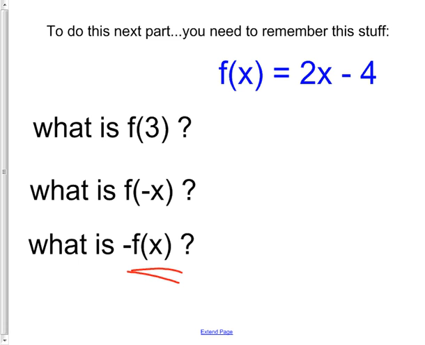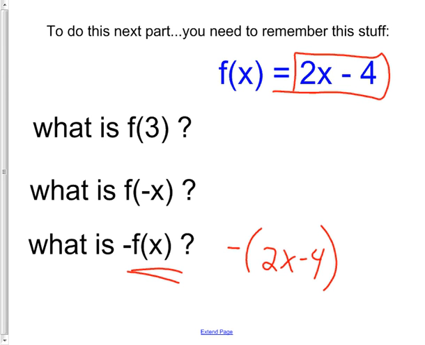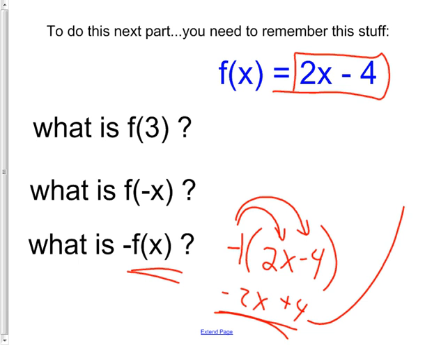If I stick in a negative on the outside, then I have a negative, and then I need what f of x is. Well, f of x is right here. So I can drop that in, and I have negative in front of 2x minus 4. And we strongly recommend you think of this as a negative 1, so you'll remember to multiply it into both spots. Okay, so then I have negative 2x, and the negative 1 times the negative 4 makes positive 4. Is that the same as that is? No, it's changed.